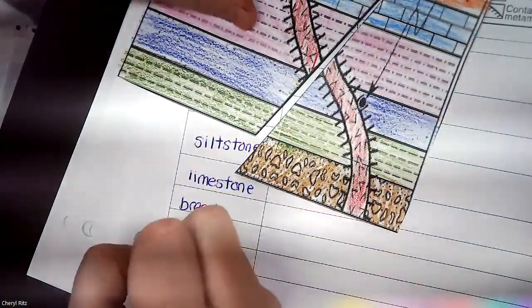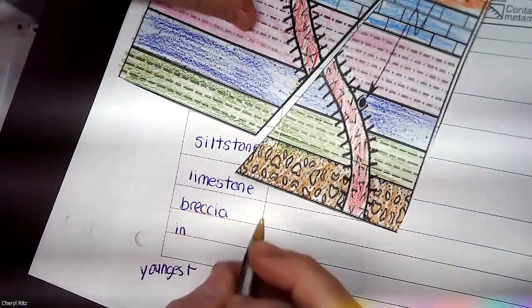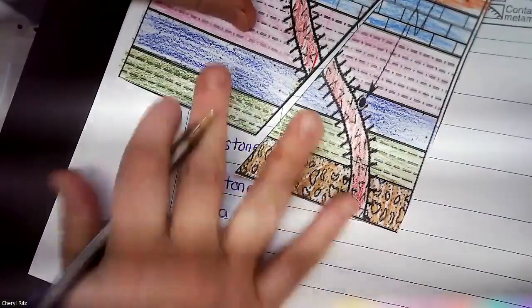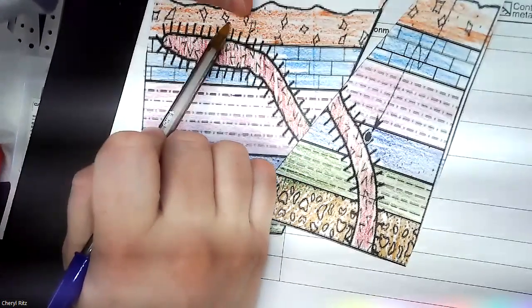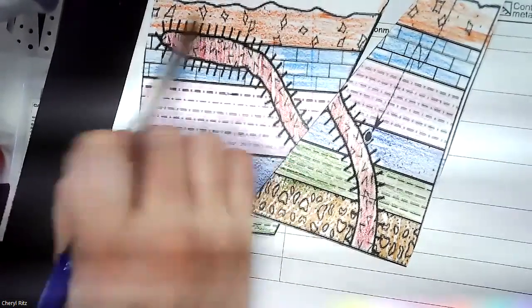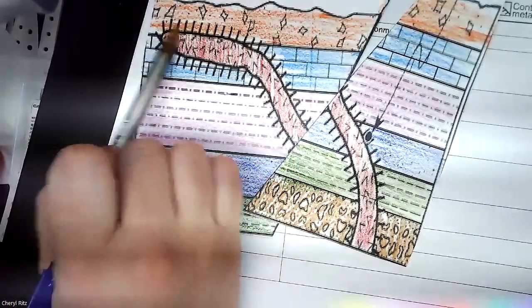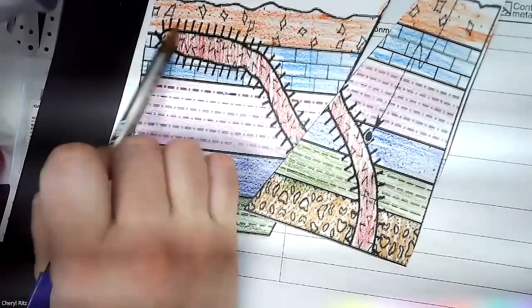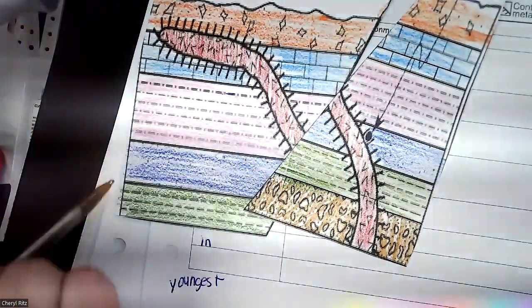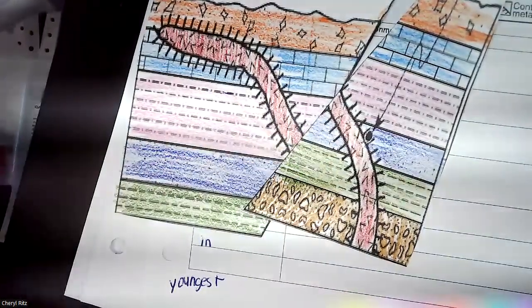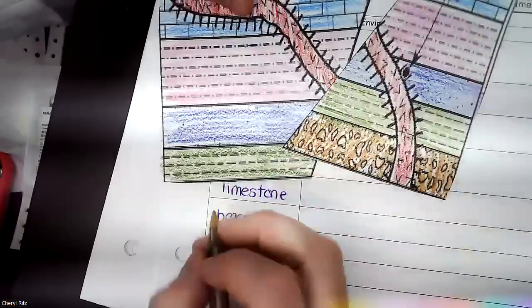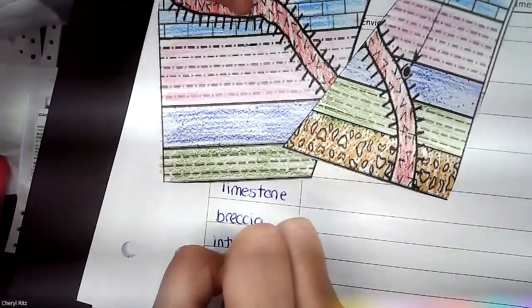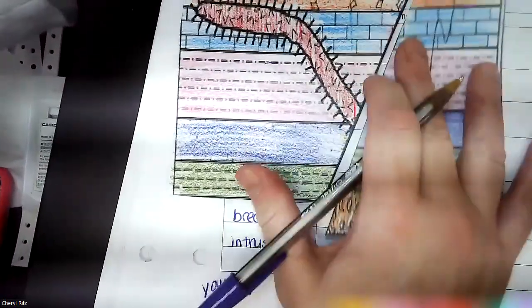The intrusion. And again, Brennan, how did you know the intrusion came after? Contact metamorphism on the top. So notice the breccia has these little marks on it that show contact metamorphism. Contact metamorphism is like a burn. That means it had to be there to get burned. Followed by, I have one box left.